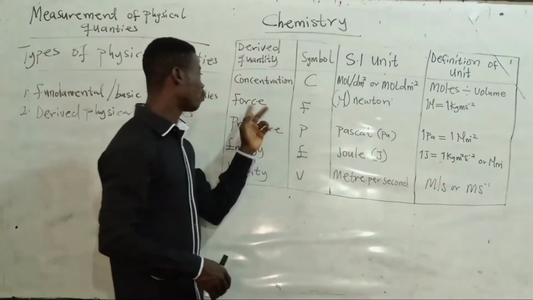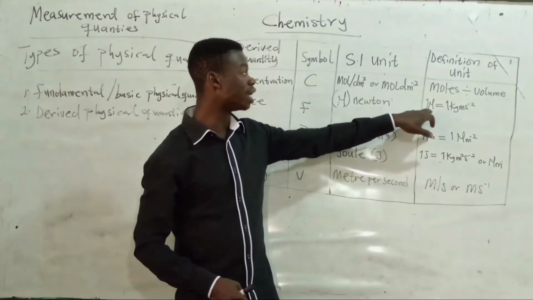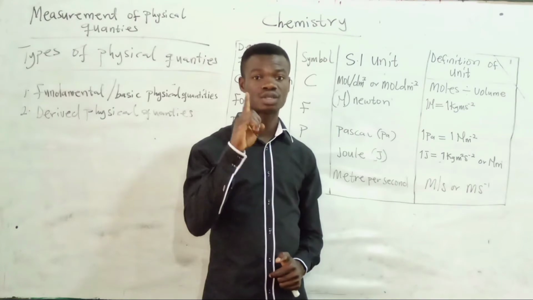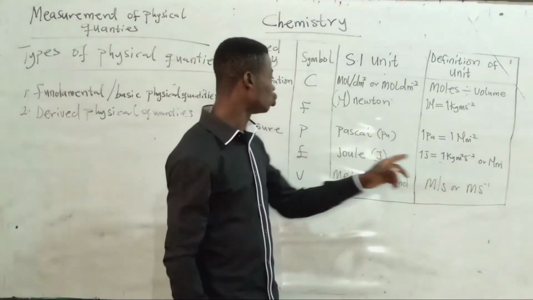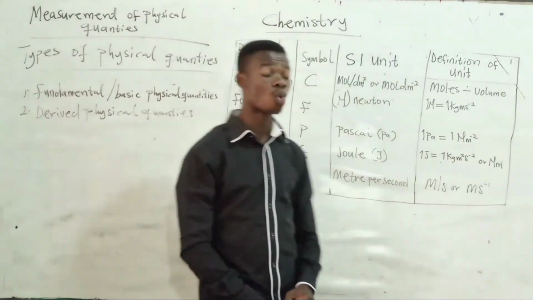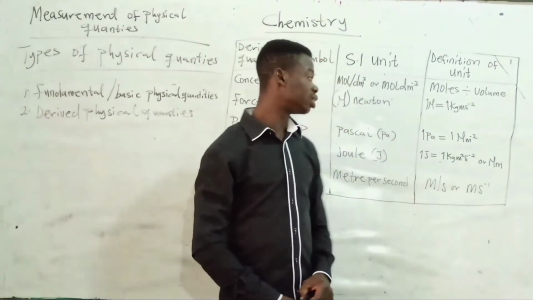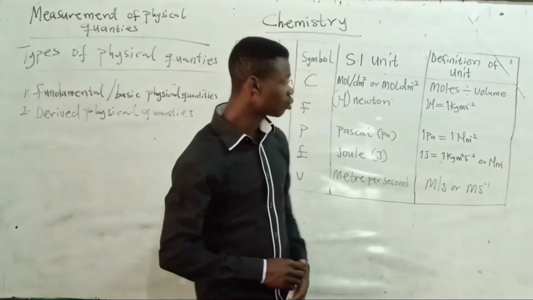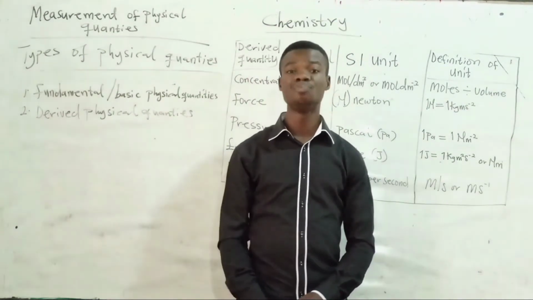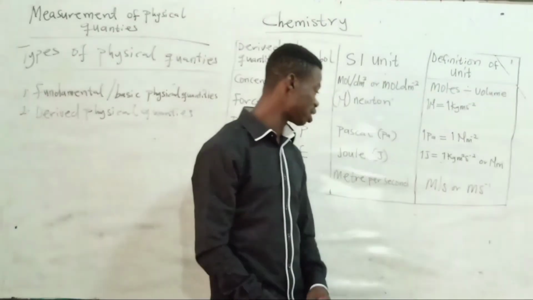Very good. Then force. The symbol is F. The unit is Newton, and 1 Newton is the same as 1 kilogram meter per second squared. Take note of that. Here too we have pressure, with symbol P, in Pascal, and 1 Pascal is the same as 1 Newton per meter squared. Then we have energy, that is Joule, and 1 Joule is the same as 1 kilogram meter squared per second squared, or Newton meter. Then the last one is velocity, the symbol is V, with meter per second as the SI unit.